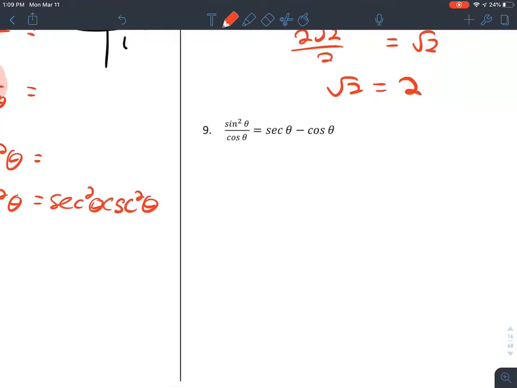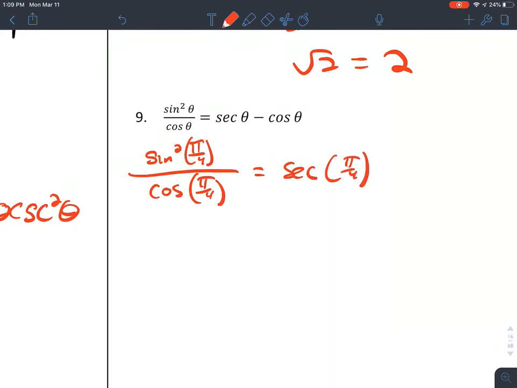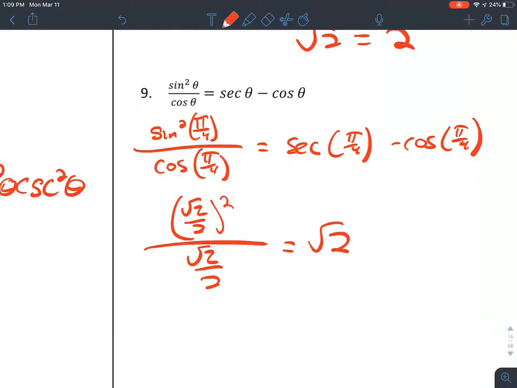Same directions for number 9. We're supposed to put in pi over 4 in for our thetas. So we got sine squared of pi over 4 divided by cosine of pi over 4. That should be equal to secant of pi over 4 minus cosine of pi over 4. Sine of pi over 4 is square root of 2 over 2. That's supposed to be squared. Cosine of pi over 4 is square root of 2 over 2. Secant of pi over 4, we just found out, was square root of 2. If you reciprocate this and rationalize it, that's what you get. And cosine of pi over 4 is square root of 2 over 2.